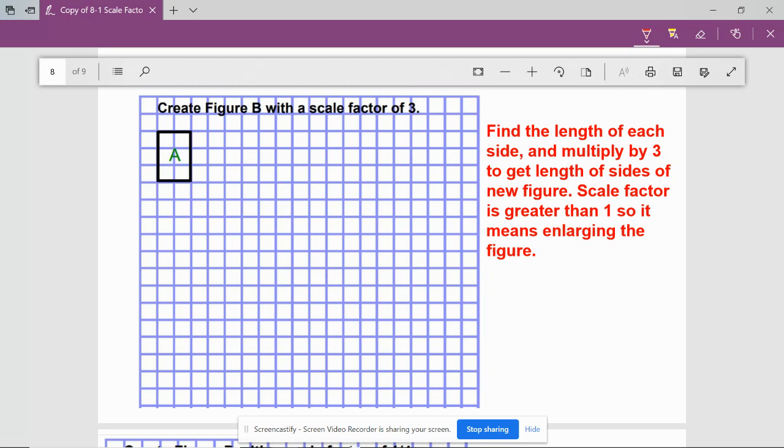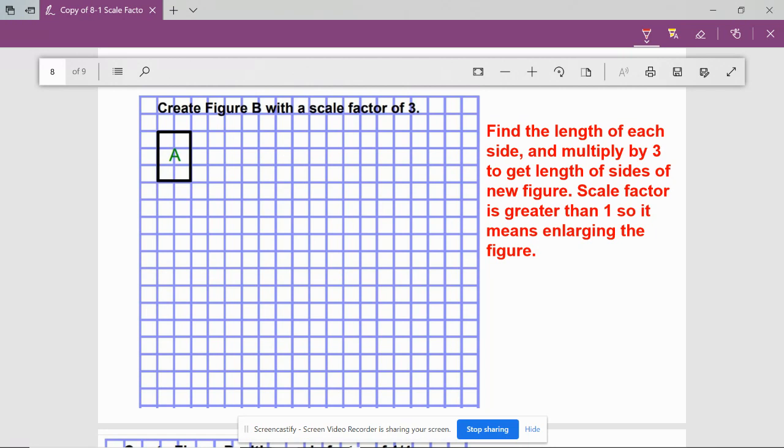So we want to create a figure B with a scale factor of 3. Okay, so this is not going to be difficult. Let's just follow along. Find the length of each side and then multiply by 3 to get the length of the sides of the new figure. The scale factor is greater than 1, so it means enlarging the figure. When we're going from smaller to bigger, it's going to be greater than 1, so we want a factor of 3, so that means our new shape should be bigger than A. So figure B is going to be bigger than A.